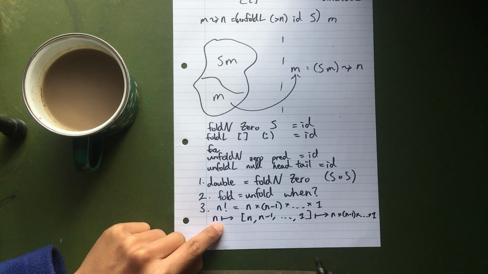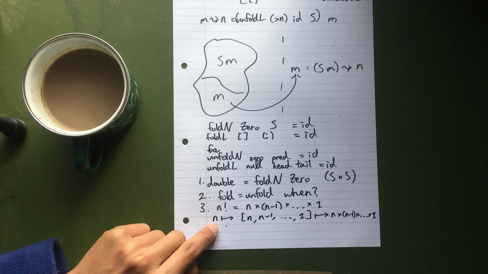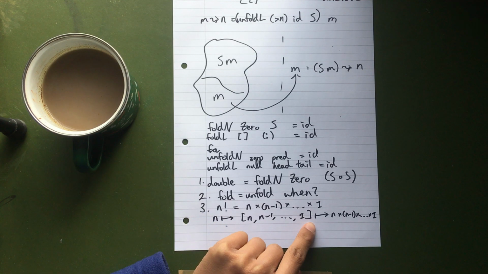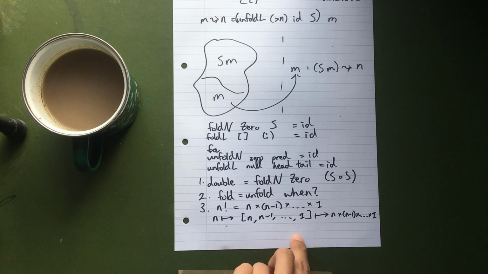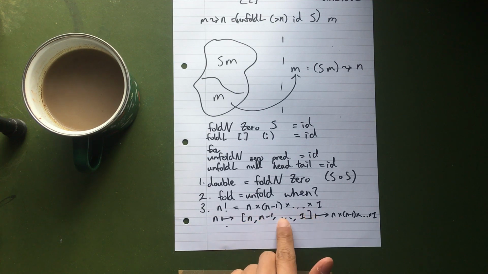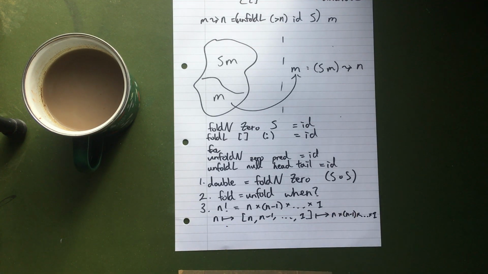So this first step is going to be unfolding our input into a list. And then the second step is going to be folding the list into our output via a product, which is a kind of fold. Can we write a factorial function like this? So writing it as, first we go to the list world, then we come back to the numbers world.